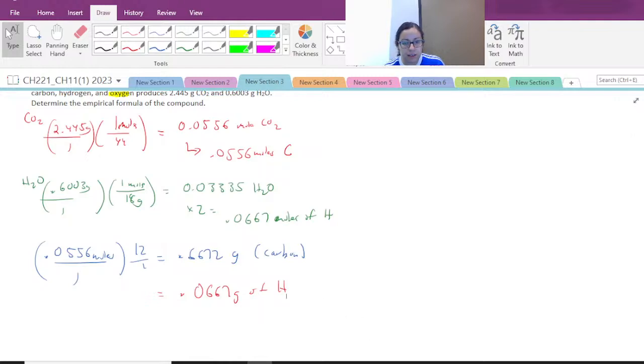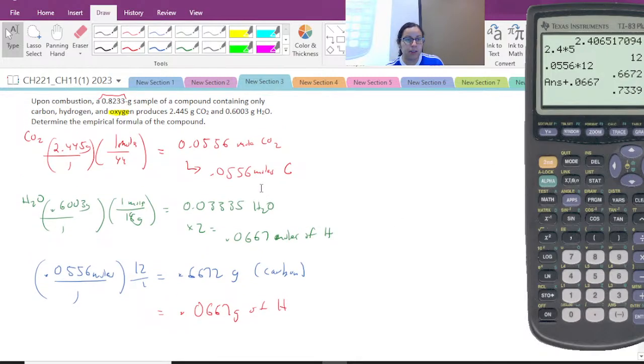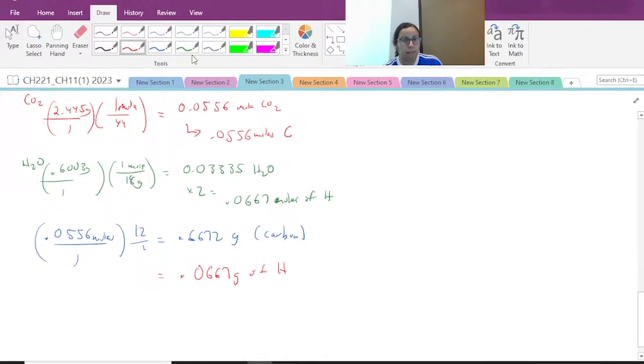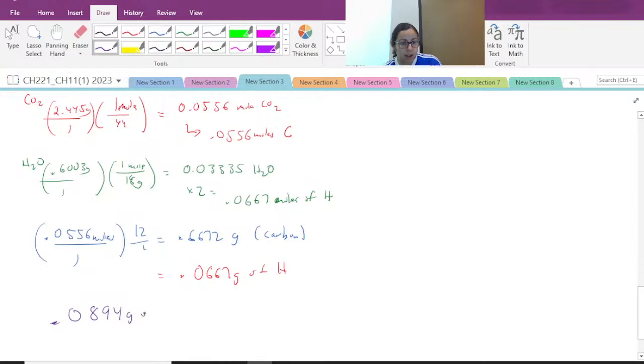And then we'll subtract. So this plus 0.0667, and so I have 0.7339 as our carbon and hydrogen. And so that's where the subtract to find oxygen mass comes into play. So 0.8233 minus this, and so we should have 0.0894. That's grams from oxygen. So 0.0894, grams of oxygen.